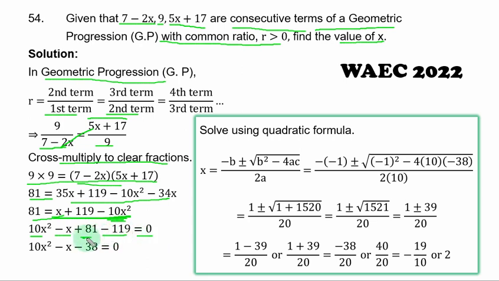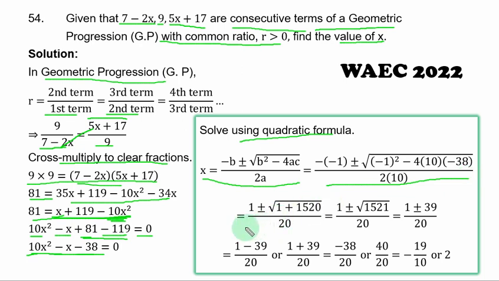When you add the constant terms, you have this result, and it is a quadratic equation. Solve using the quadratic formula. This is the formula where a is equal to 10, the coefficient of s squared. b is equal to minus 1, the coefficient of s. And c is equal to minus 38, the constant term. You replace a, b, c in the formula, and you have this result.